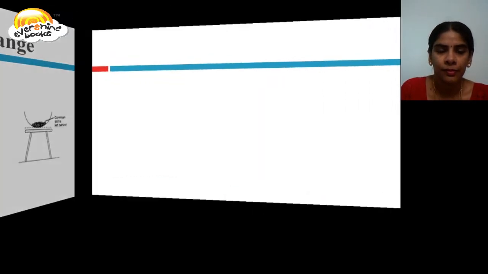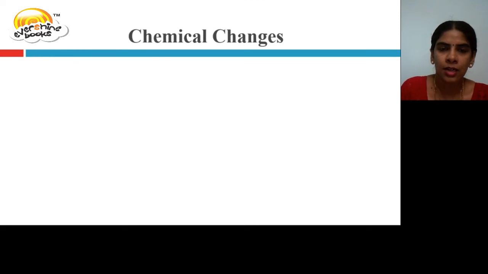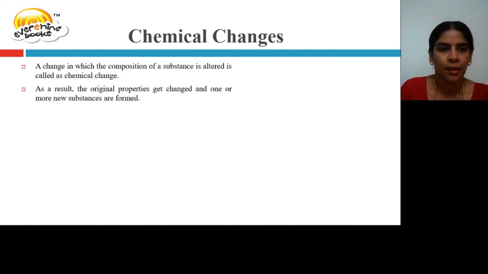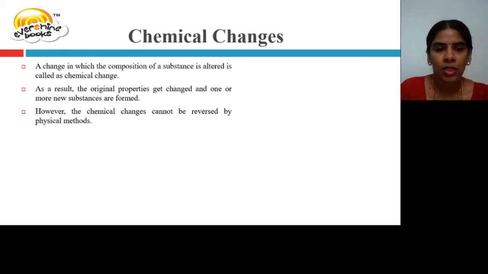Let us learn about the chemical change. A change in which the composition of a substance is altered. That is, a new substance is formed by altering the composition of the substance. As a result, the original properties get changed and one or more new substances are formed. However, chemical changes cannot be reversed like physical changes.